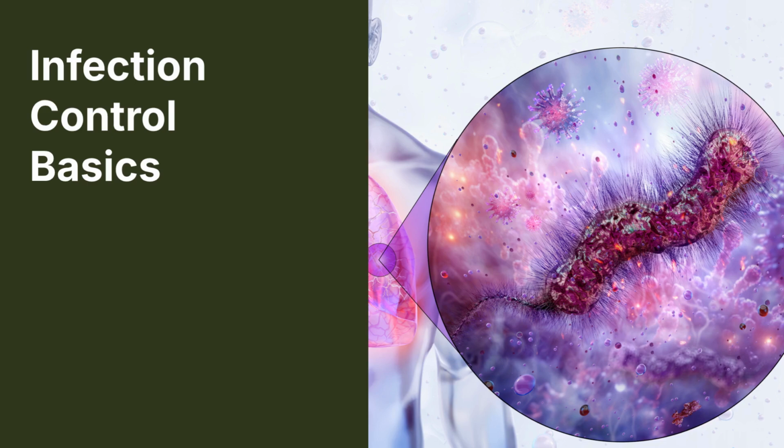An infection occurs when harmful microorganisms invade the body. These pathogens multiply, causing tissue damage and illness. Not all microorganisms are harmful. Many are harmless or beneficial. Infections arise when pathogens overcome the body's defenses. Understanding this is crucial for effective infection control.